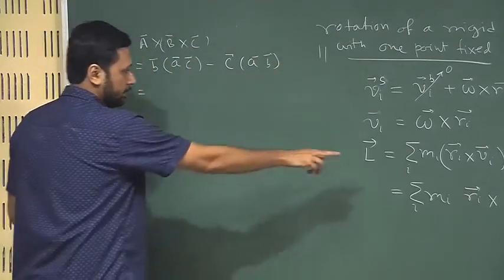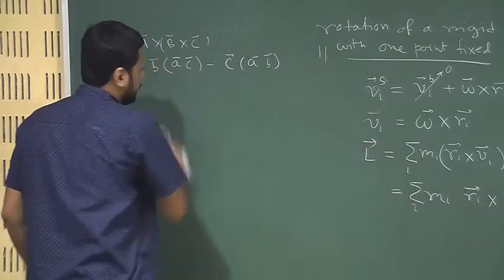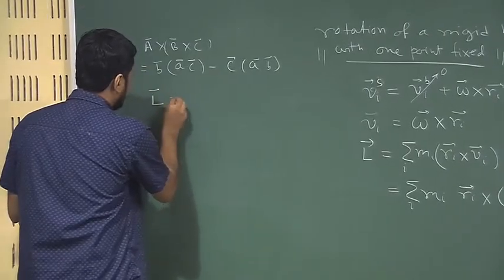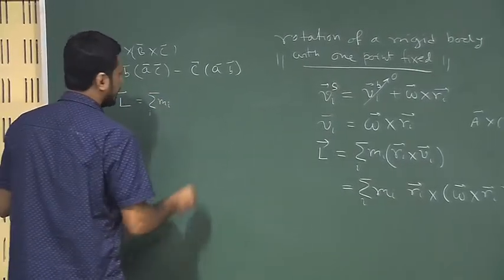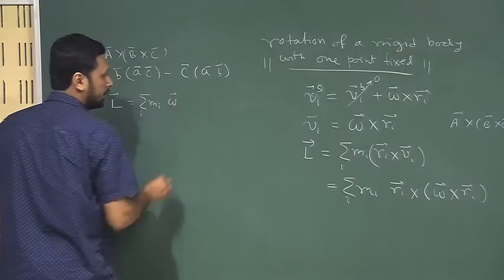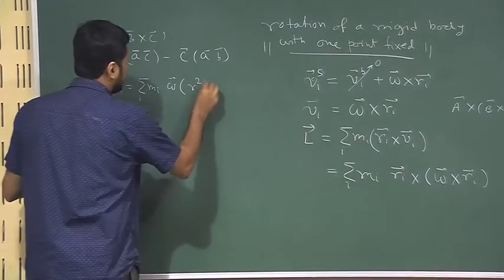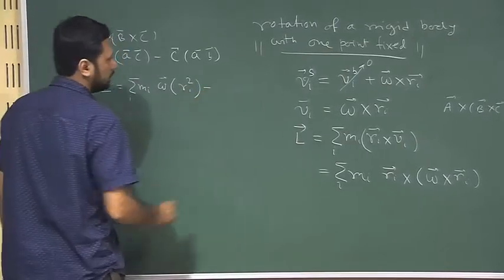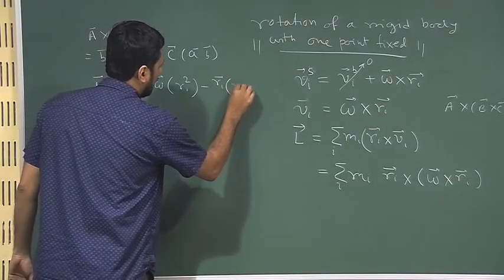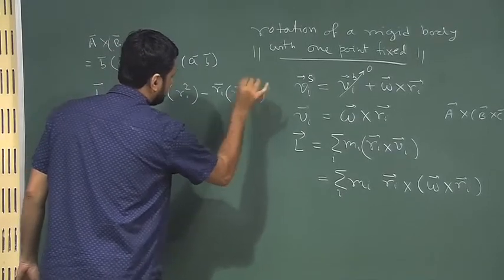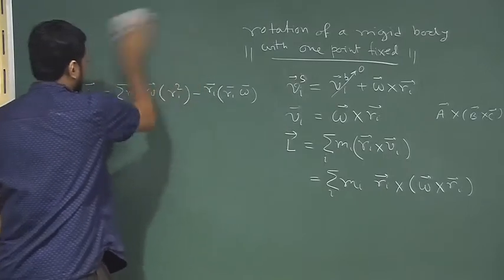Using that identity we can write L is equal to sum over i m_i, omega times r_i square minus r_i times r_i dot omega, right. So, this will be the expression.